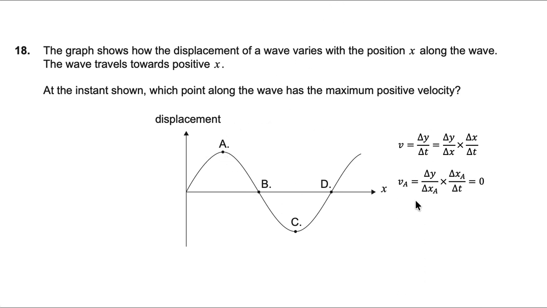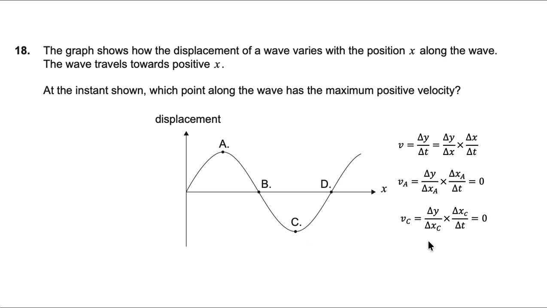So if I take this expression here, the velocity of point A is going to be delta y over delta x_A times delta x_A over delta t. It's going to be equal to 0. Why? Well, look at this leading term here, delta y over delta x, i.e. the gradient of this graph, is equal to 0. 0 times anything is going to be equal to 0. Similarly for C, it's exactly the same argument. We've got the gradient here at the front, gradient is 0, therefore speed is 0. So I can get rid of these 2 points, A and C.